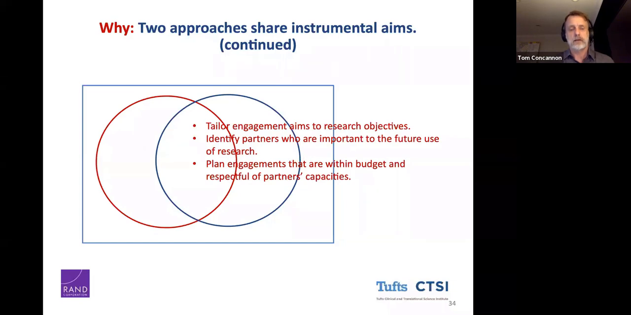These paradigms ask us to plan engagements, I said this before, that are within budget, but also respectful of partners' capacities. And I don't mean capabilities, I mean capacities. We have to recognize that when we bring patients to the table and ask them to work with us, they are often parents or they're students or they're workers, they're folks with jobs. They have lives outside of the work we're asking them to do with us, even if we're paying them a stipend.